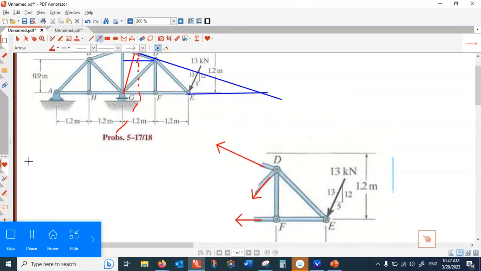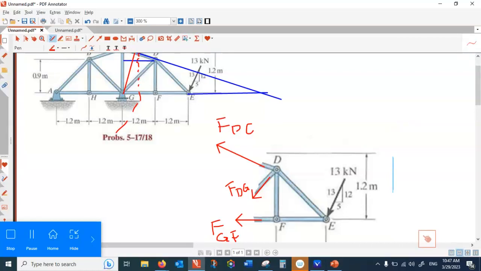So anyone can help me with labeling these forces. The lower one, what should I call this? F_GF, and this one should be called F_DG, and this one should be called, all right.